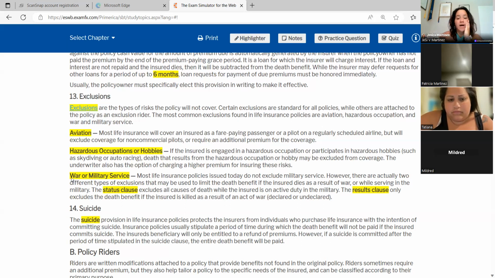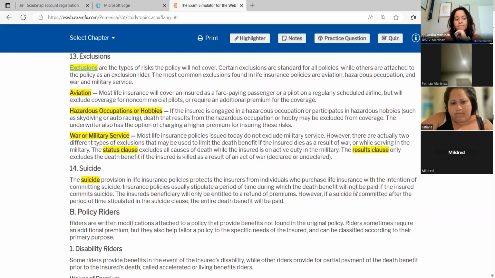So I think that is why most military people have their military insurance, because then it has more details to what they're doing. But this one, most of the life insurance does not exclude their service. However, they can have these two types of clauses. Status clause, which excludes all causes of death while the insured is on active duty in the military, and the results clause, which will be just a result of war.